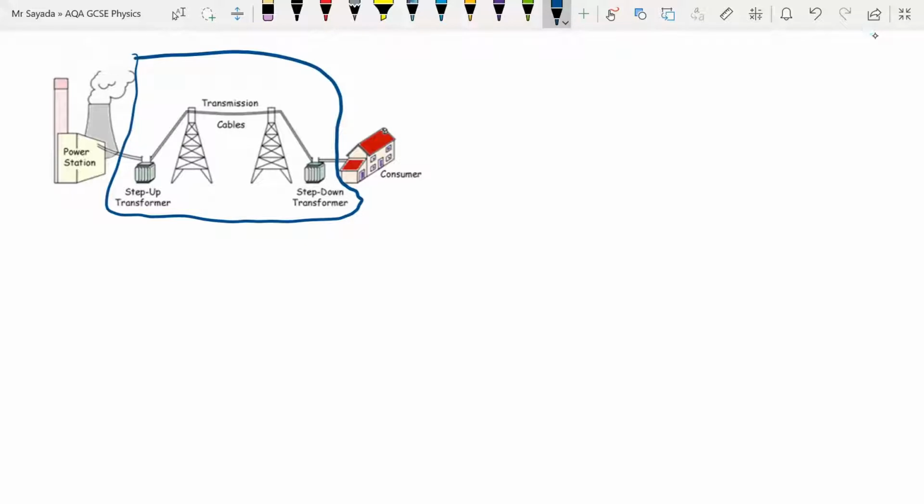The power station and the consumers are not considered part of the national grid because the power station is where the electricity is made and the consumer is where the electricity is used. The national grid is the part where the electricity is transferred from the power station to the consumer.